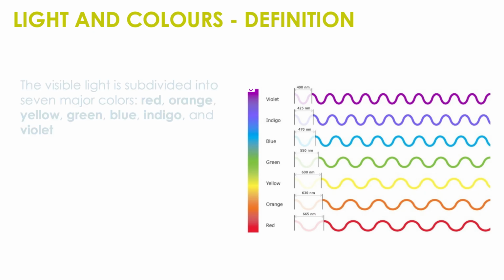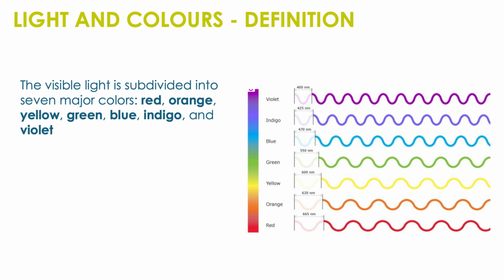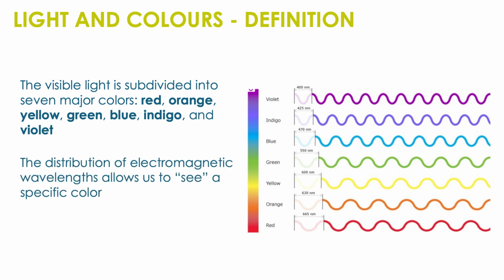So now, in color theory, visible light is subdivided into 7 major colors, which are red, orange, yellow, green, blue, indigo, and violet. And the distribution of electromagnetic wavelengths allows us to see a specific color. So, one color, one wavelength.